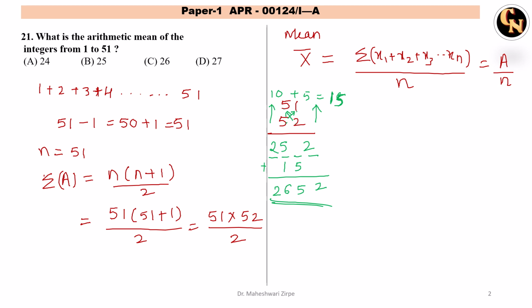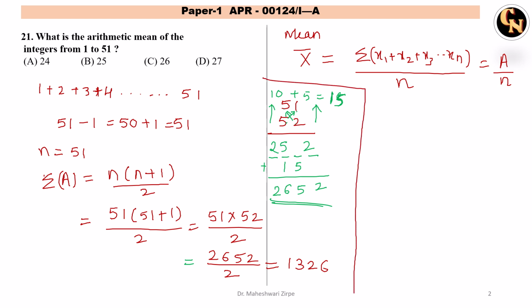So this is how you will be getting the multiplication, that is 2652. Now you have to simply divide it by 2 and the answer comes out to be 1326. Okay, 1326. Now let us begin with our arithmetic mean.